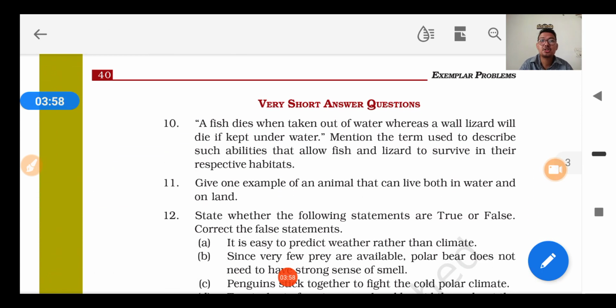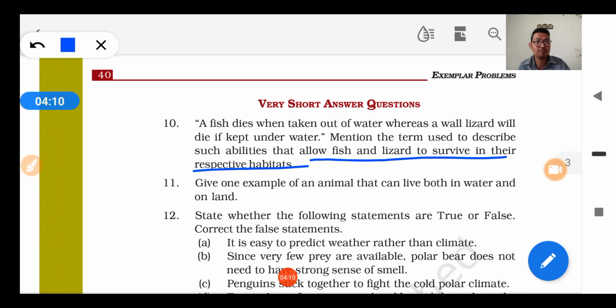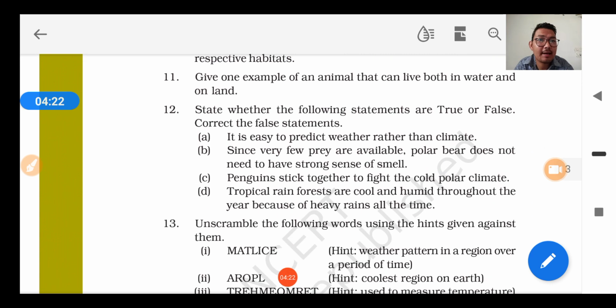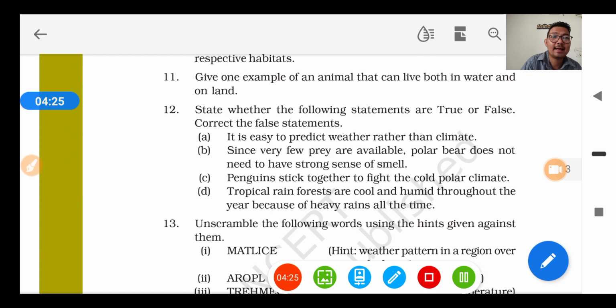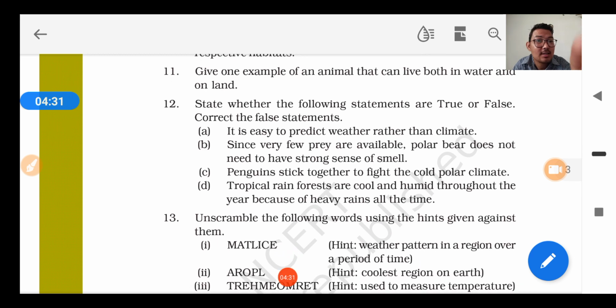Now question number 10. A fish dies when taken out of the water, whereas a wall lizard will die if kept under water. Mention the term used to describe such abilities that allow fish and lizard to survive in their respective habitat. So the technical term which is used to describe the ability of animals to survive in a particular environment is called adaptation. Question number 11. Give one example of an animal that can live both in water and on land. Yes, the answer is frog. The frog comes under the amphibians. Okay, so all the amphibians including frog can survive both in water and on land.